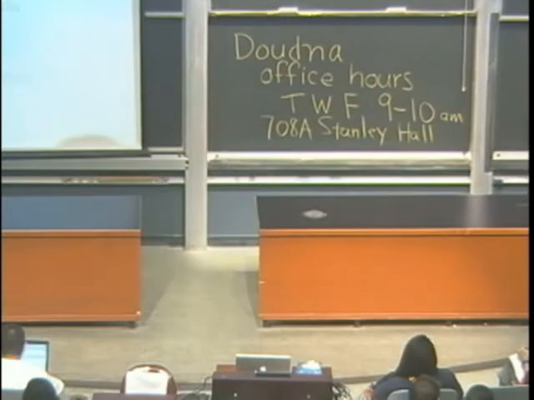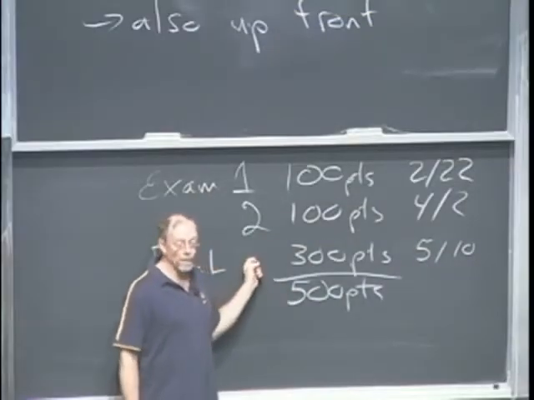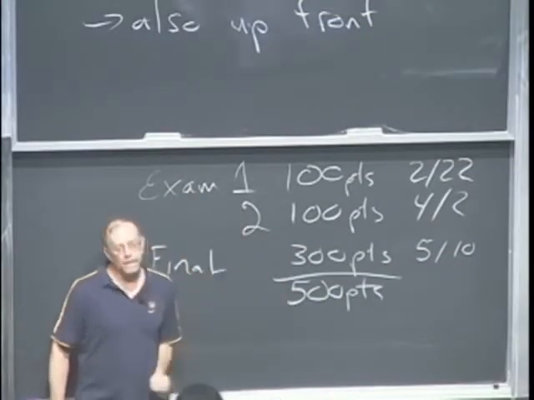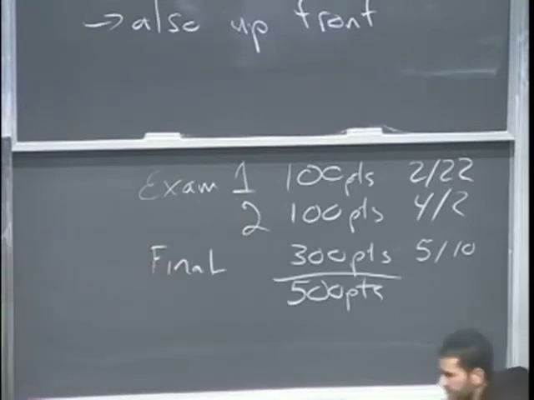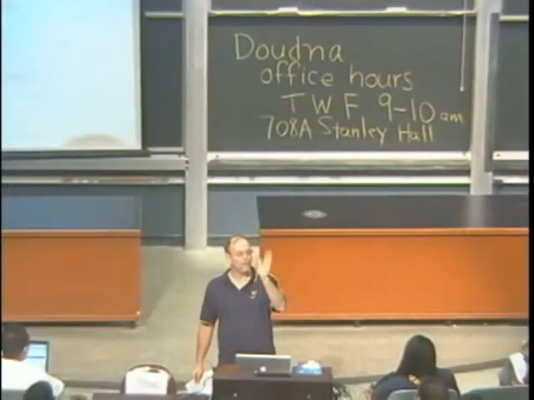It's worth 300 points, 166 points from the third part, 67 from each of the first 2 parts. So at the end of the course, there's 500 points. We'll figure out a histogram. I'll meet with the faculty. We'll determine the cutoffs. Then that's basically what happens.